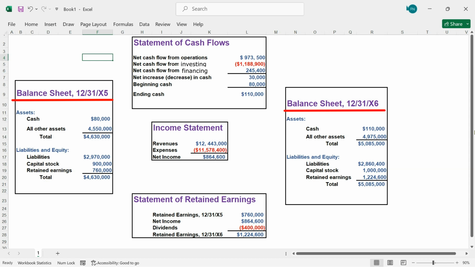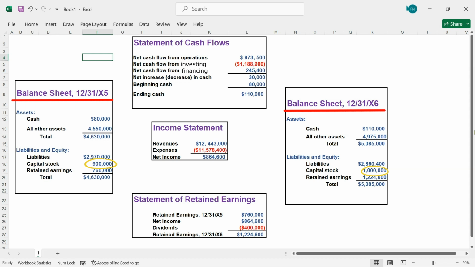How that increase in total assets has been financed can be determined by actually comparing the beginning and ending balances of the balance sheet in terms of liabilities. And here you note that liabilities have actually decreased from $2,970,000 to $2,860,400. So not only have we gotten more assets, but we've also apparently financed, or the owners have financed, a reduction of the debt. We see that because capital stock or capital contributions have increased from $900,000 to $1 million. So apparently owners have put into the business about $100,000 to finance the growth and pay off of debt.